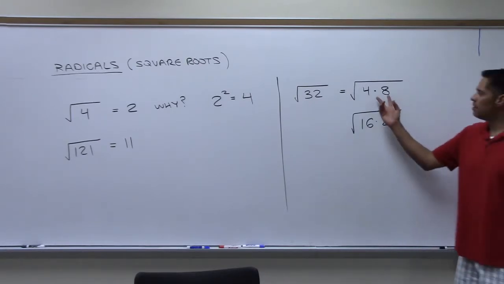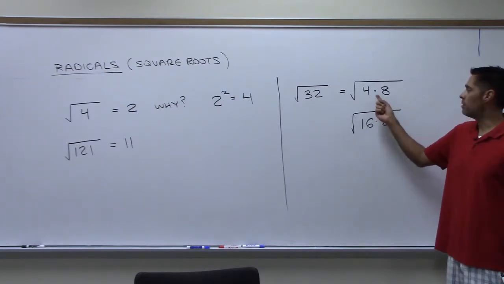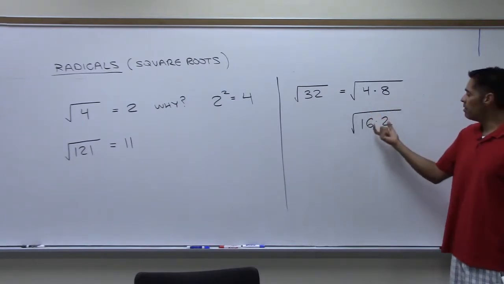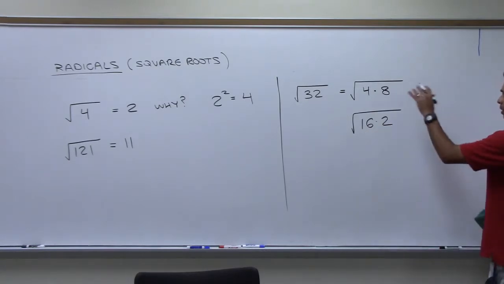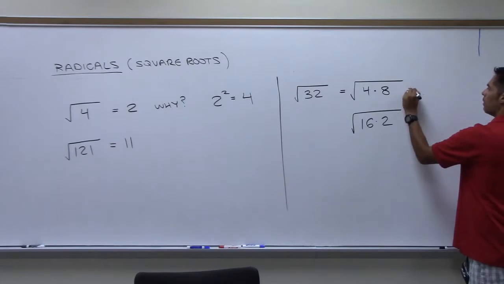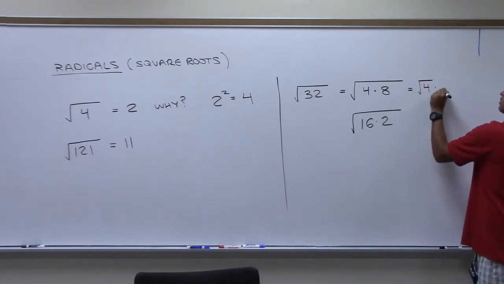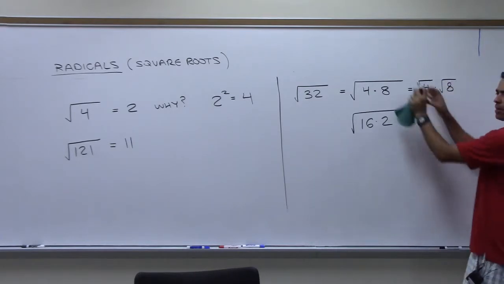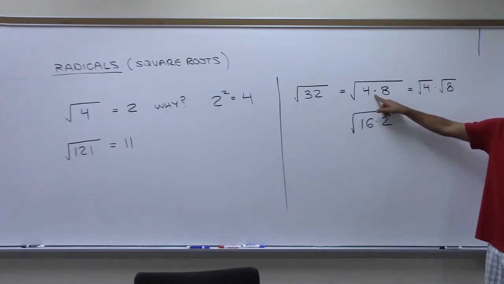So when you look at these, is either one of these a perfect square? Yes, 4 is a perfect square, isn't it? Or is either one of these a perfect square? Yeah, 16. So in both of these cases, we could rewrite this as root 4 times root 8. That's using a property of radicals that allows you to split them up, as long as this is multiplication.